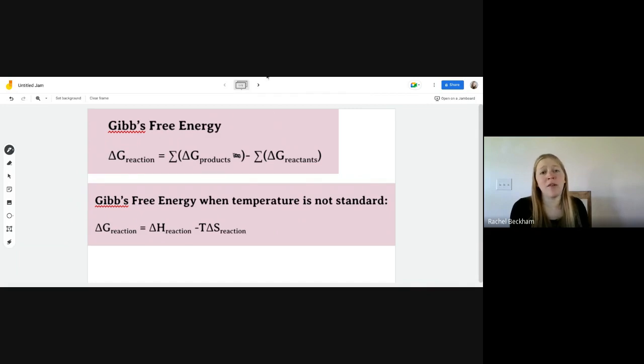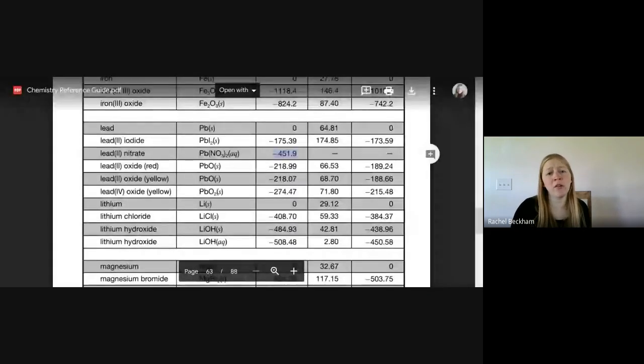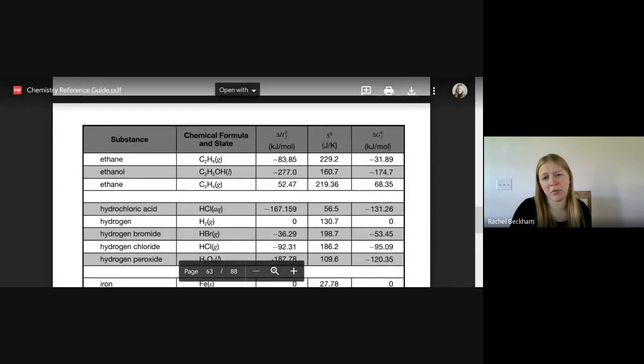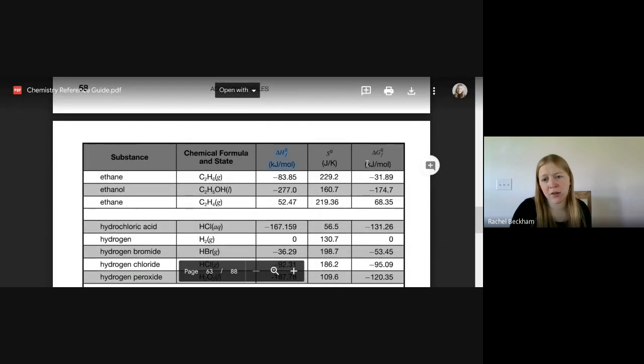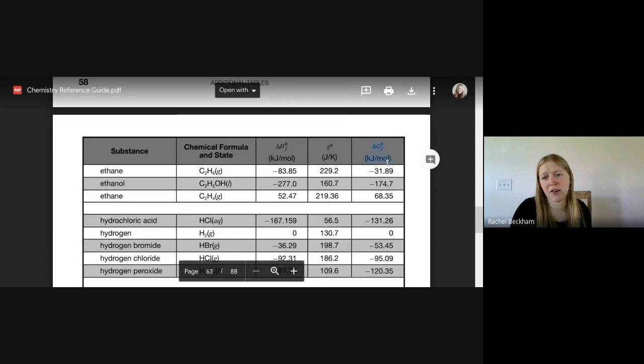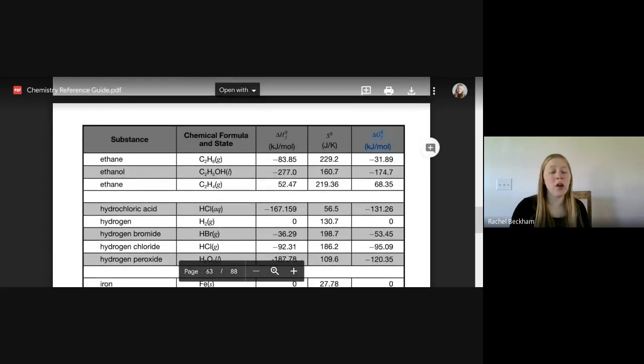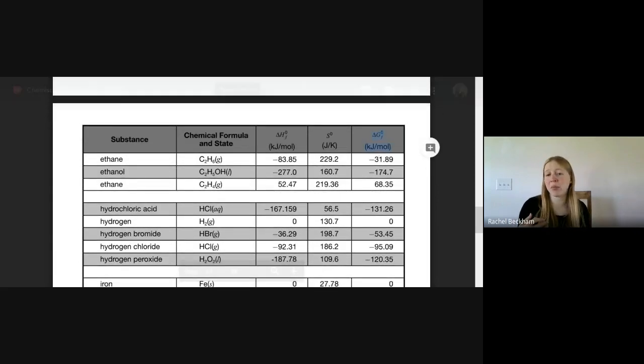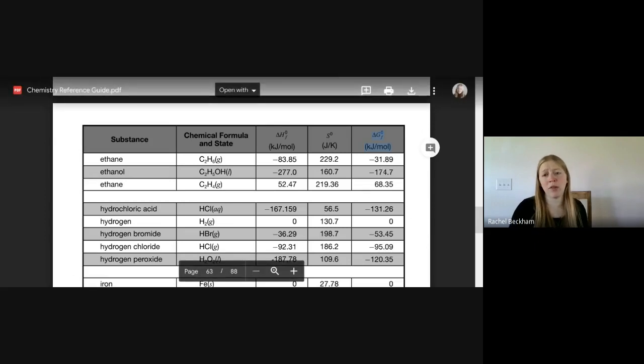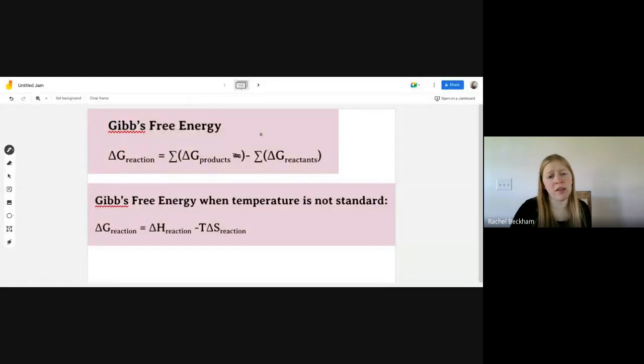And the values for that are also found in table B12, except guess what? It's not found right here. It's found right here, in this last column. So all you do is the exact same thing as before where you plug in the values, except now you pull them from this column. Okay, so this is the first equation that you might need to use.